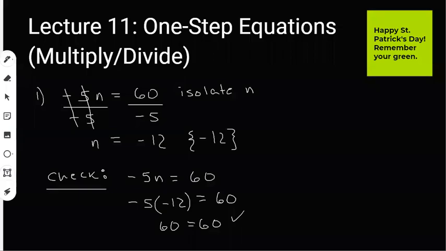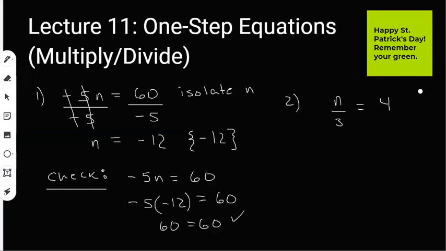Okay, so continuing on with one-step equations, we are solving these by multiplying and dividing. Let's try this next one here. Number 2. All right, for number 2, we are given n divided by 3 equals 4.